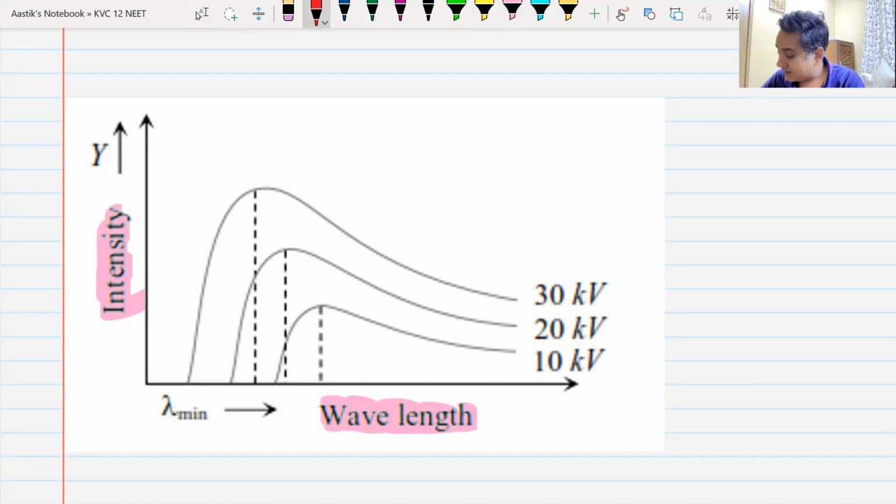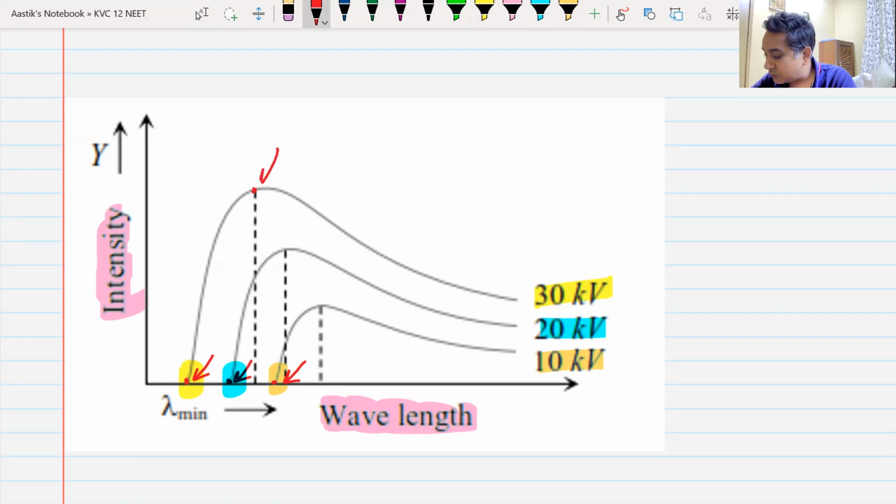As you can see in this graph, these 3 are the lambda minimum for different operating voltage. When the operating voltage is 30 kilovolt, lambda min is less. When it is 20 kilovolt, lambda min increases. When it is 10 kilovolt, lambda min increases further. That means when the voltage goes up, lambda min comes down. Do we understand this? Yes, sir.